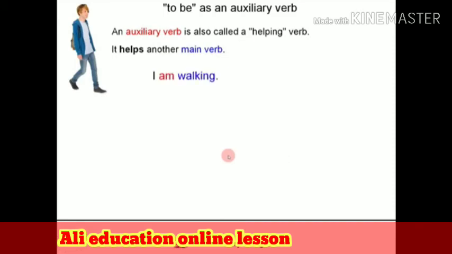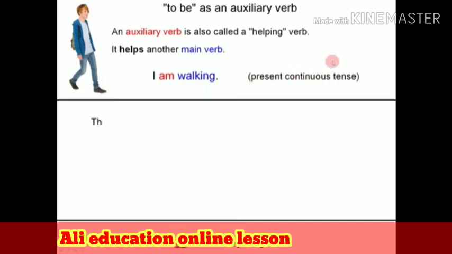I am walking. So here we have I am, which is the verb to be. This is the auxiliary verb, and it is helping the main verb walking. So the whole thing, I am walking, is the present continuous tense. In other words, the present continuous tense is made up of two parts. The first part is the auxiliary verb, the verb to be, and the main verb in the ing form, or the present participle. I am walking.